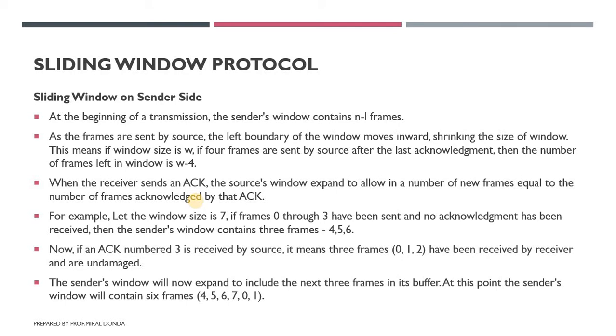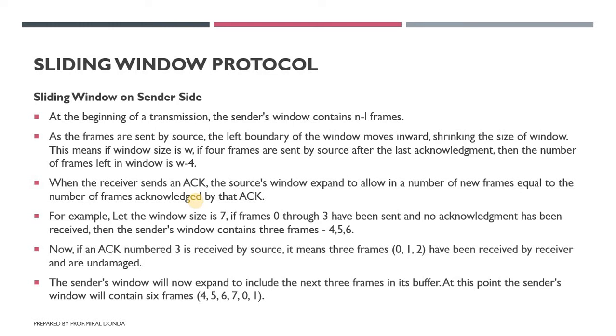As the frames are sent by the source, the left boundary of the window moves inwards, shrinking the size of the window. This means if the window size is W and 4 frames are sent by the source after the last acknowledgement, then the number of frames left in the window is W minus 4. Suppose there are W frames and it sends only 4 of them, but it still does not receive any acknowledgement. So the frames left are W minus 4.